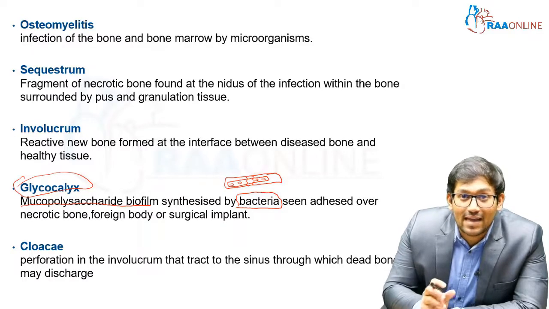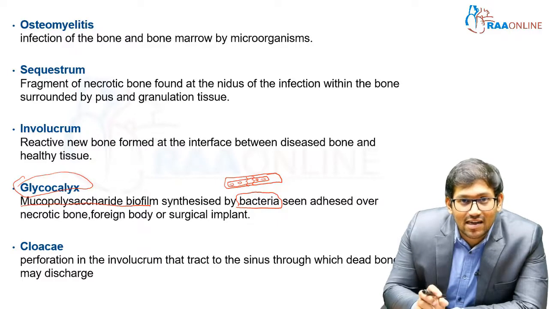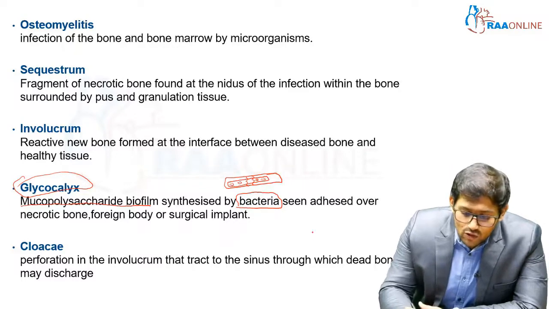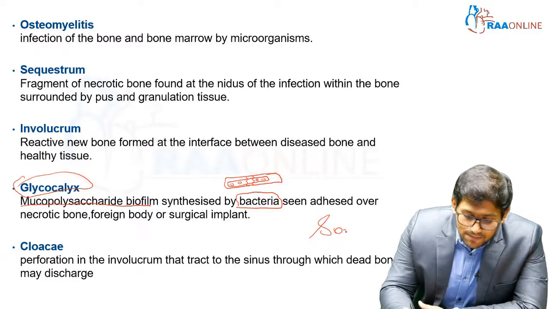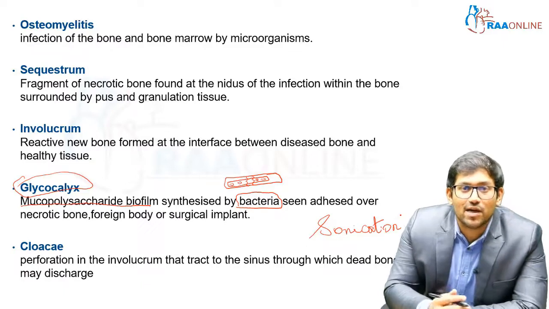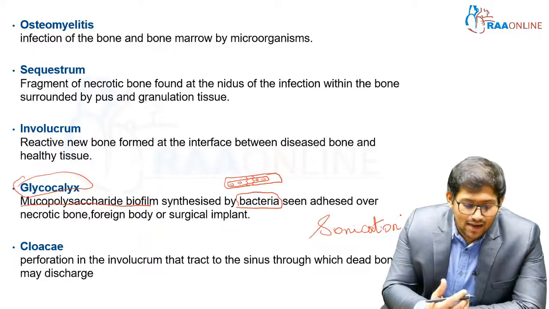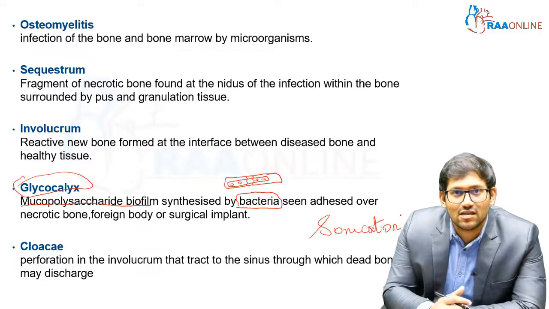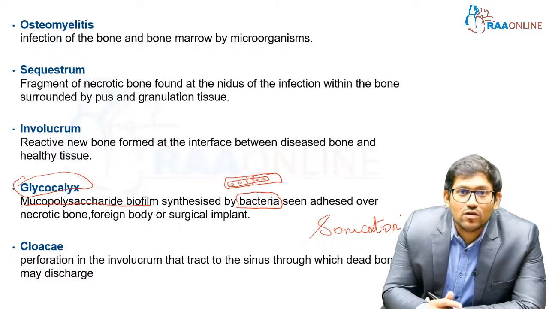The process of taking the glycocalyx layer or biofilm and sending it for analysis in order to identify the organism is called sonication. So sonication is nothing but removing the biological layer which is covering the implant and identifying the organism which has caused this biofilm production. So the next word, what is cloaca?